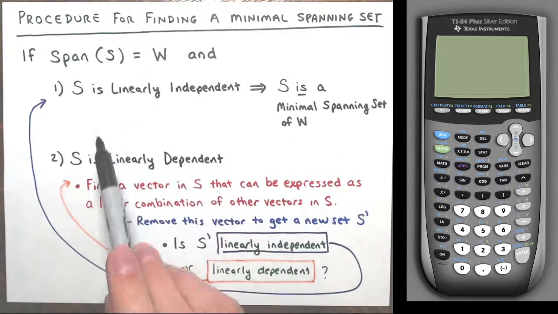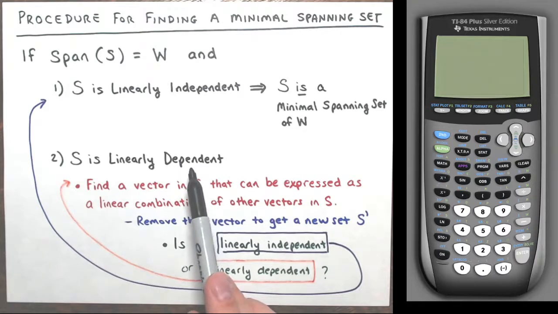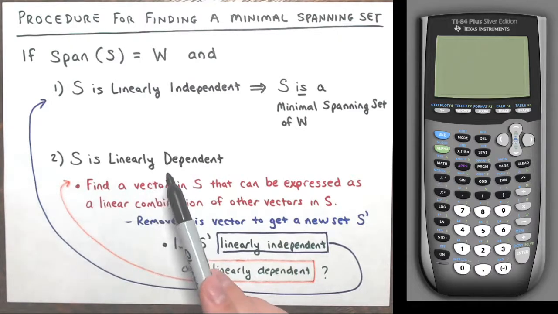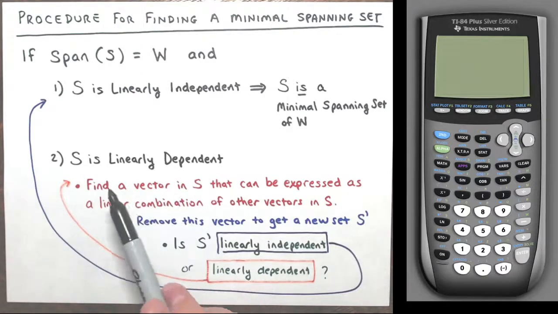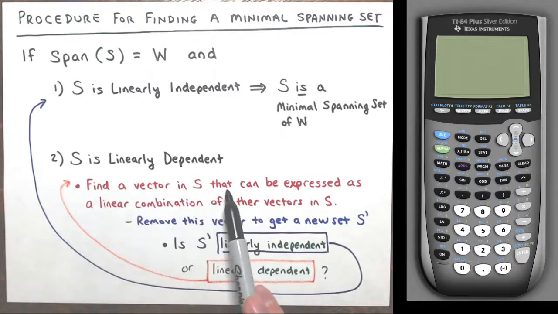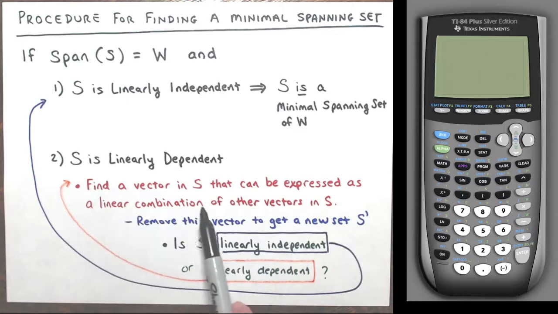But if S is linearly dependent, that means that there's at least one vector in S that can be written as a linear combination of other vectors in S. So we'll go through this procedure. We're going to find a vector in S that can be expressed as a linear combination of other vectors in S.